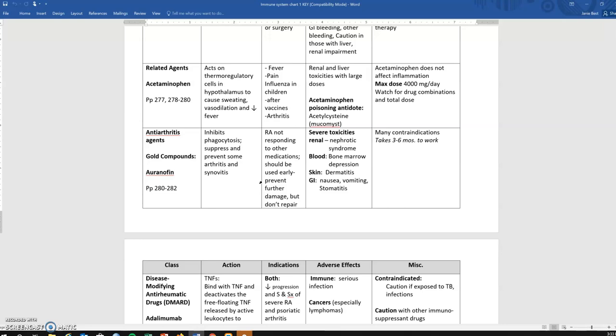The maximum dose of acetaminophen is only 4,000 milligrams a day, and there is an antidote that is given for patients who exceed that 4,000 milligram max in a day called acetylcysteine, and that is the antidote, so please remember that is given to counteract the negative effects of the acetaminophen on the liver, so it slows the liver damage that occurs with an overdose.